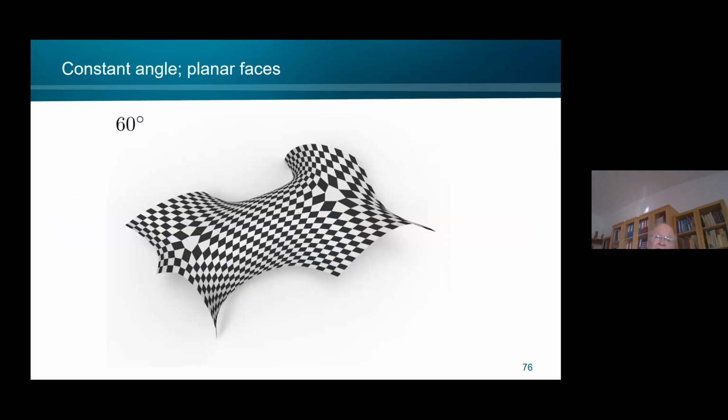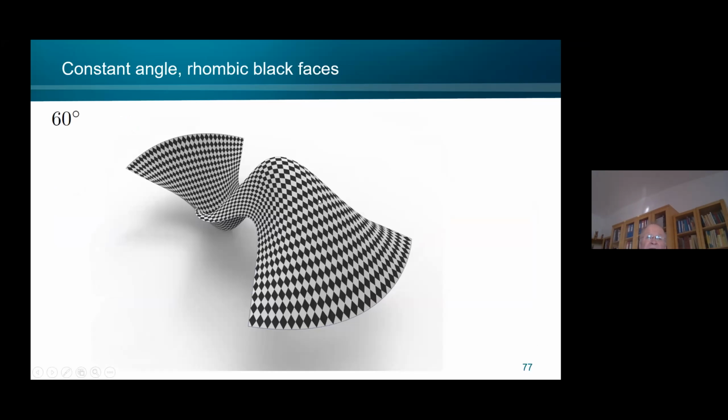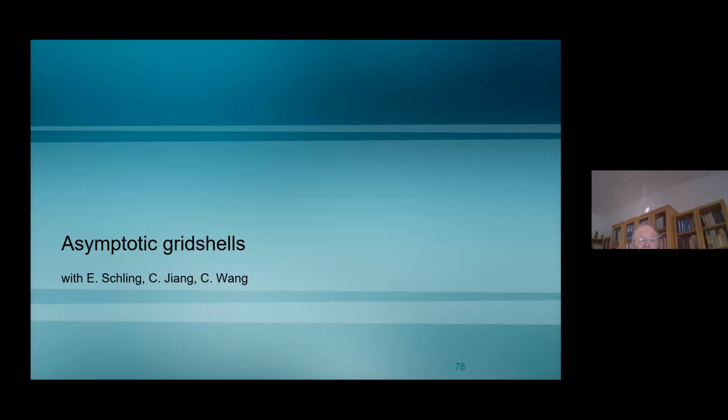Here's an example for a constant angle. So in these parallelograms, we have the constant angle 60 degree or of course 120 degree. Here's an example with a constant angle where all the black faces are rhombic. So this is actually a generalization of an isothermic surface where all the black faces would be squares to another angle. I'm not aware of any studies of such surfaces in differential geometry, but maybe they would actually be interesting.